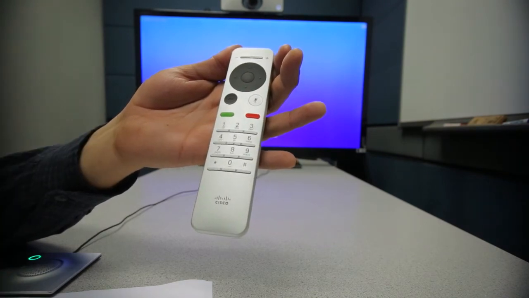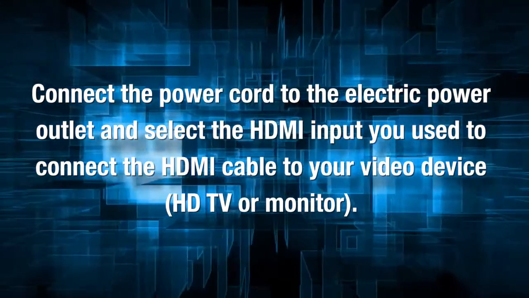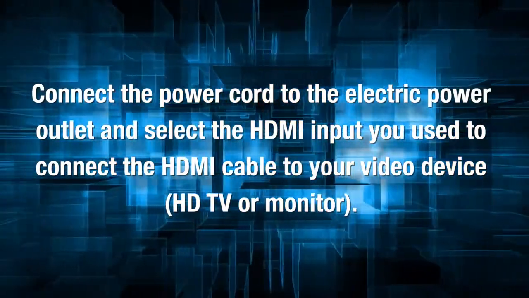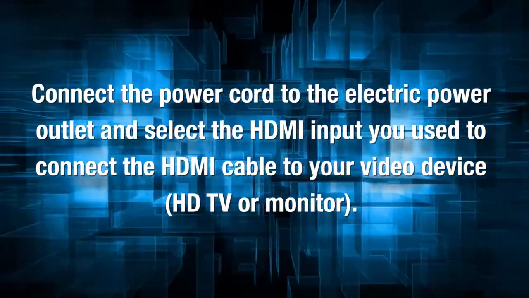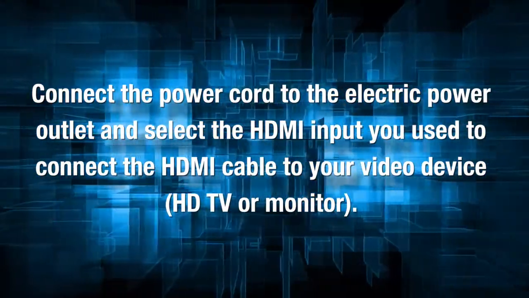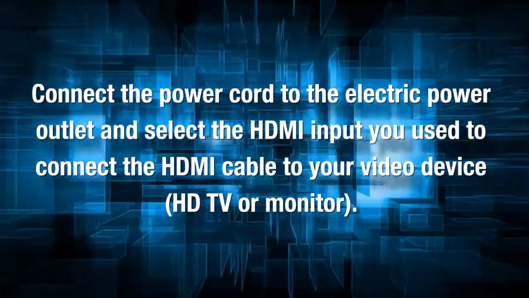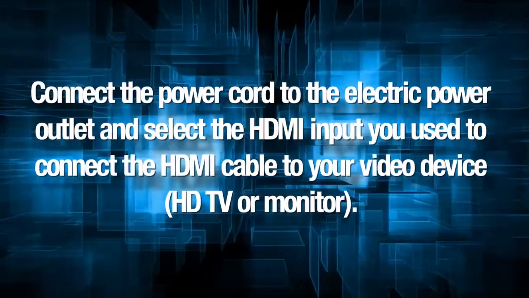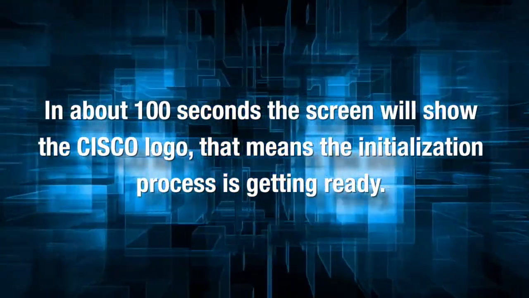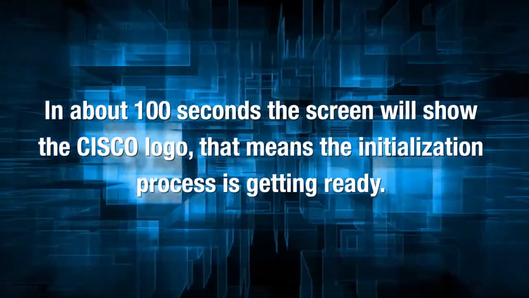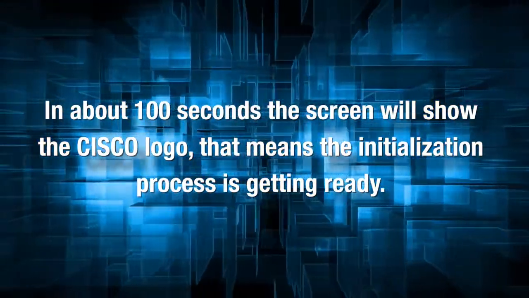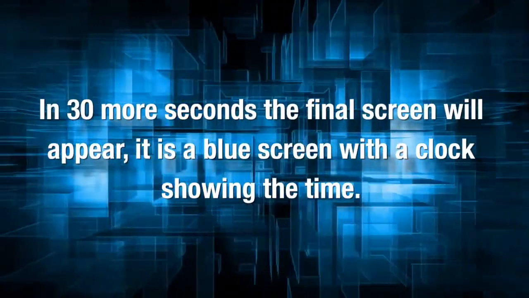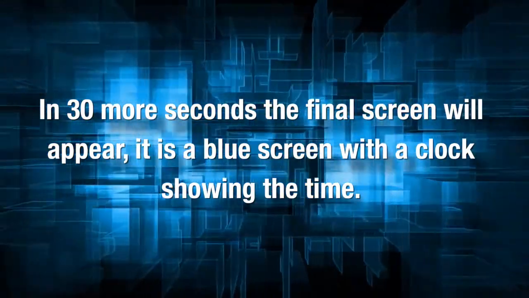Let's do it! Connect the power cord to the electric power outlet and select the HDMI input you use to connect the HDMI cable to your video device, HD TV or monitor. In about 100 seconds, the screen will show the Cisco logo. That means the initialization process is getting ready. In 30 more seconds, the final screen will appear.